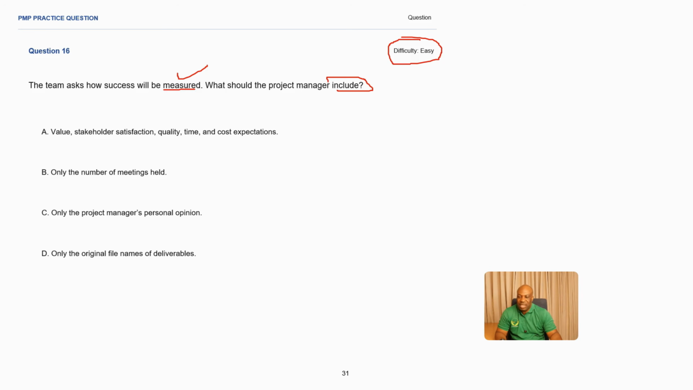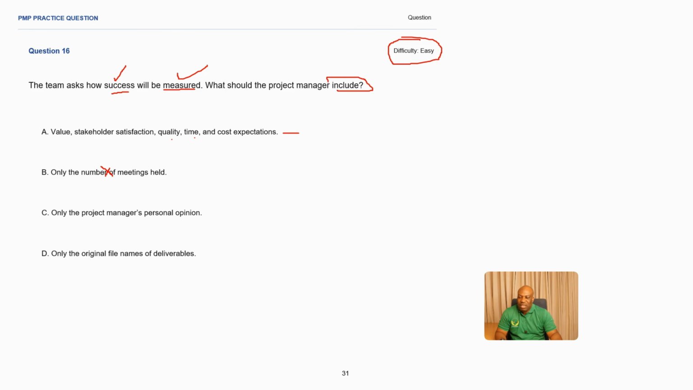So let's go through the answers. Value, stakeholder satisfaction, quality, time, and also cost. This one is a mouthful, but it's full of a lot of answers. Okay, we'll leave this one. Let's go to the second one. Only the number of meetings held. Okay, so the team is asking, how do we measure success? You cannot measure success based on the number of team meetings, because some of the meetings don't even end up resolving issues or even creating deliverables. So making this an incorrect answer.